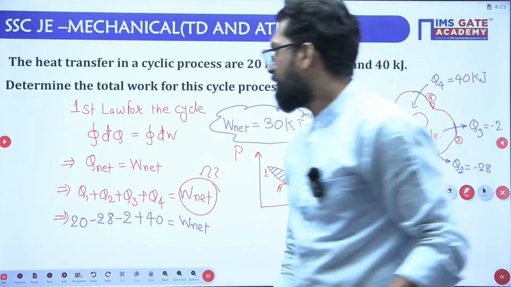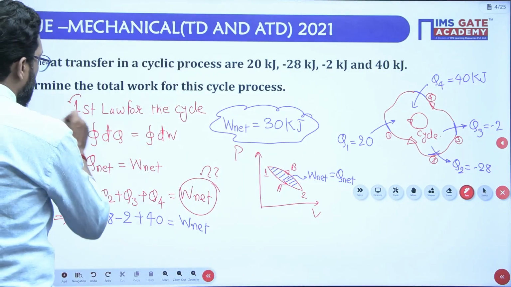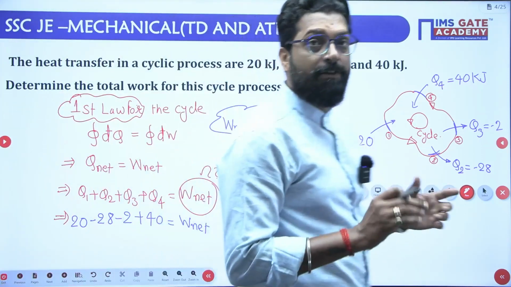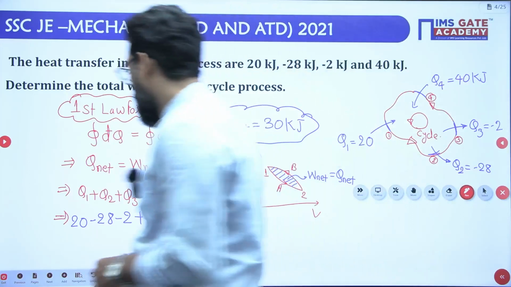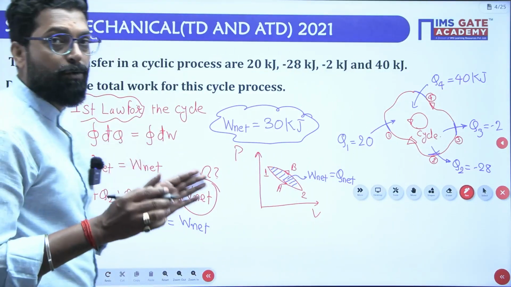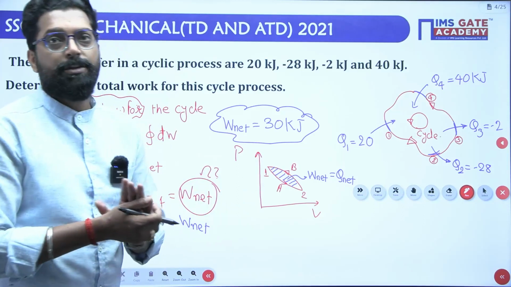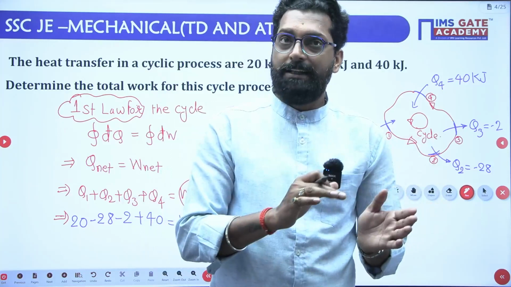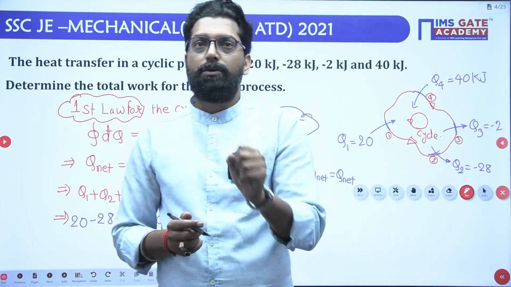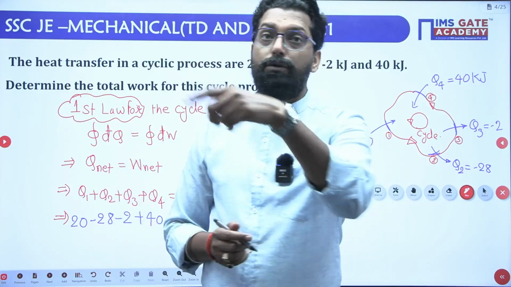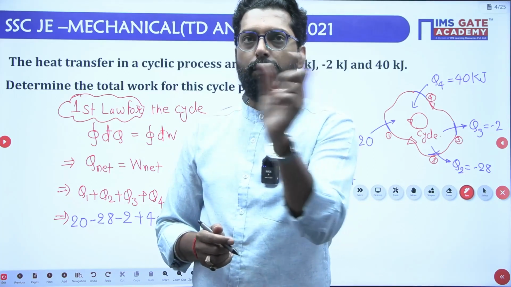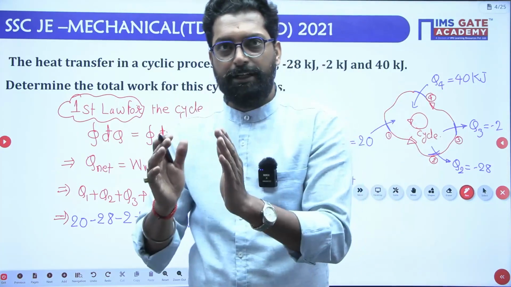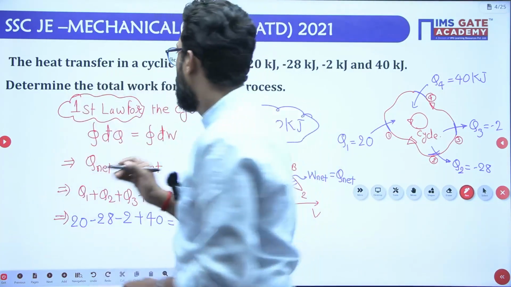This is all. What is the first law of thermodynamics? Conservation of energy, that means energy balance. So first law of thermodynamics for a cycle, and first law of thermodynamics for a process. The first law for a cycle is: net heat transfer is equal to net work transfer. For the first law for a process, let's suppose process 1 to 2: the heat transfer during 1 to 2 is equal to the change in internal energy during 1 to 2 plus the work transfer 1 to 2. This is for the process.